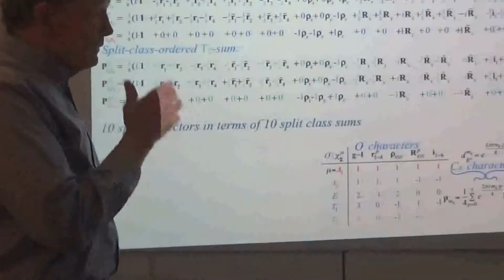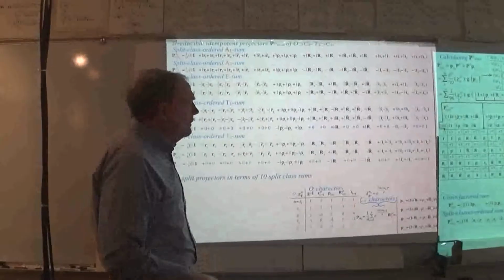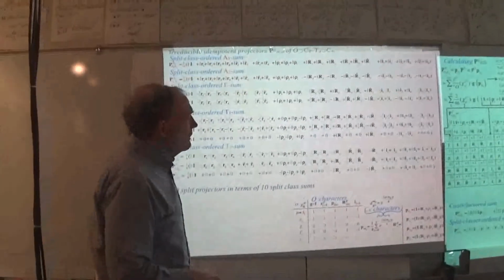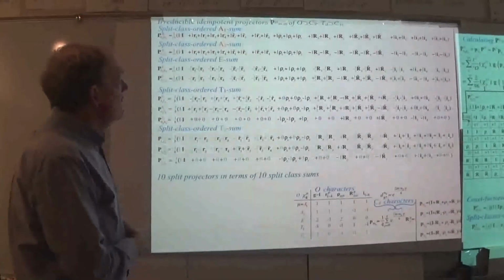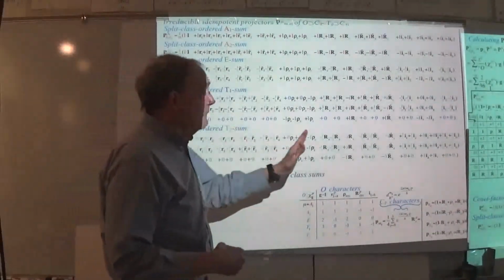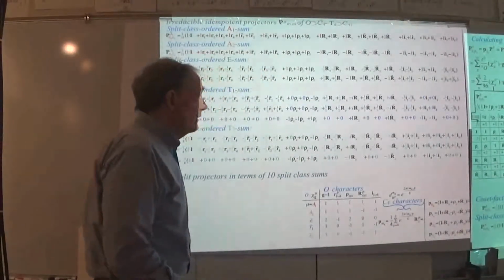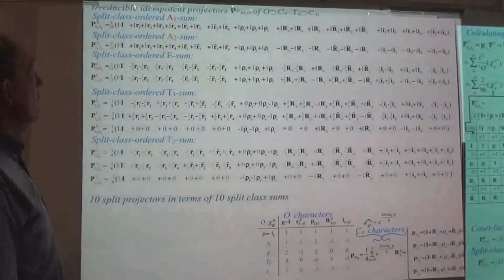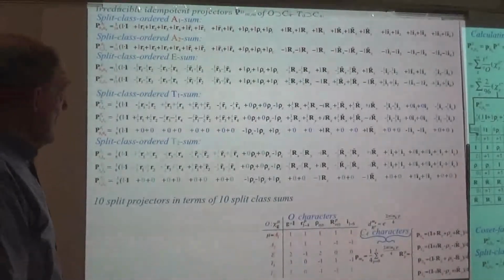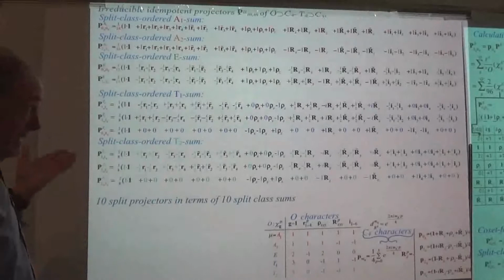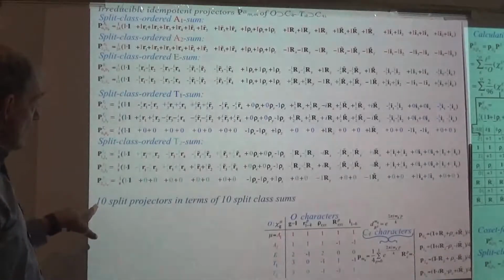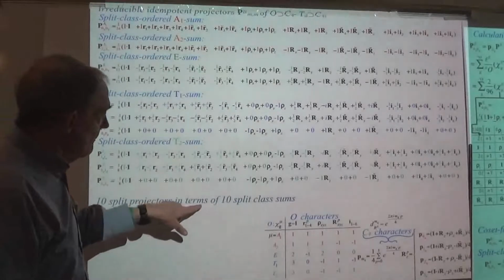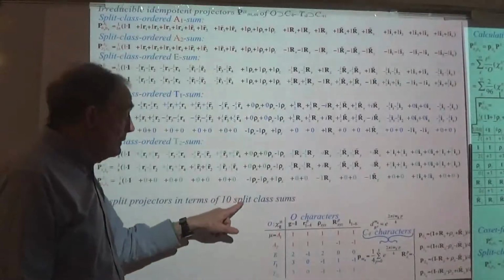But the next slide here is the one that we will be using today, and this is a high-powered set of projectors. This is the one that really reveals all of the fine structure that an octahedral wave function can give you. And so all 24 elements of the O group are written here. We'd have twice that much if we were going to do the A. But this is a case where you have an orthogonal transformation. These are 10 split projectors in terms of 10 split class sums.